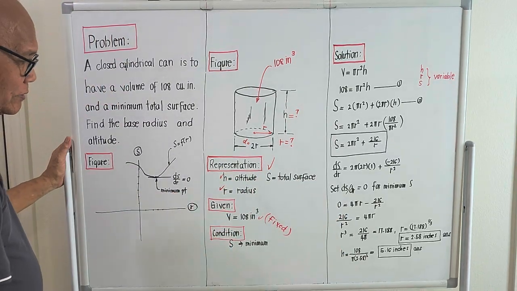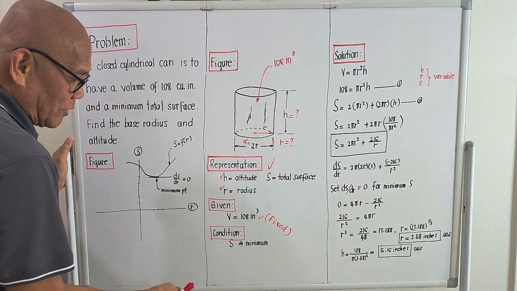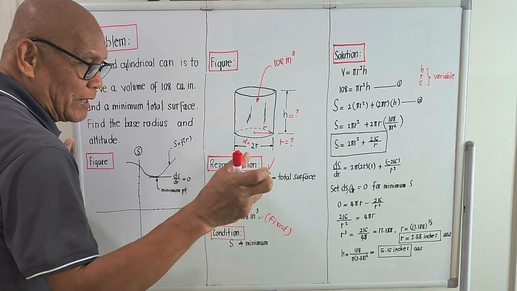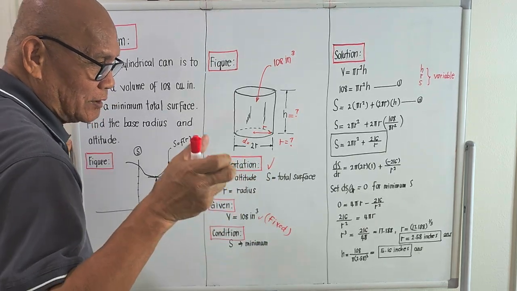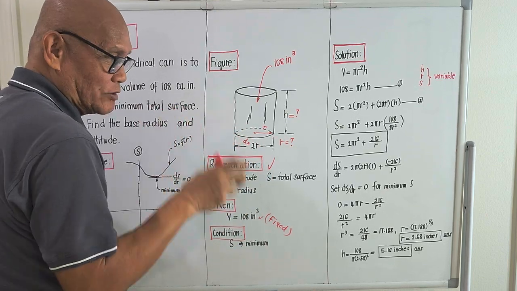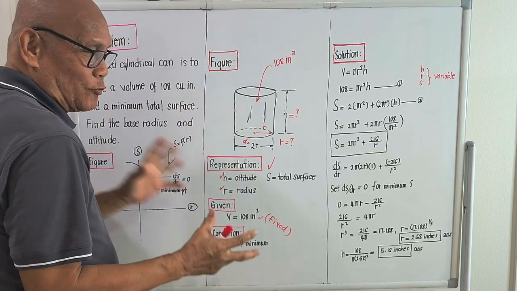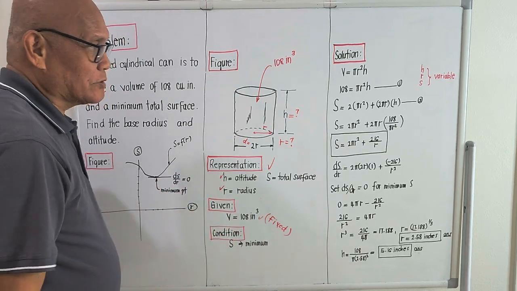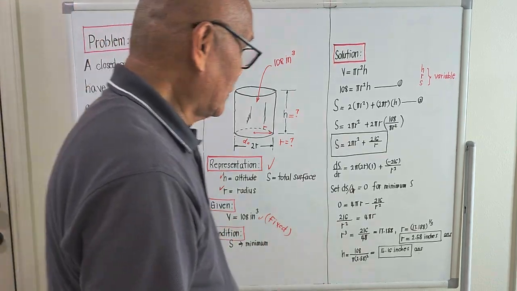What is the condition? The condition of the problem is that capital letter S should be minimum. Management would like the total materials needed in the manufacture of the cylindrical can to be minimum. If we could minimize our material, of course, our profit will be maximum. Let's bring out the solution.